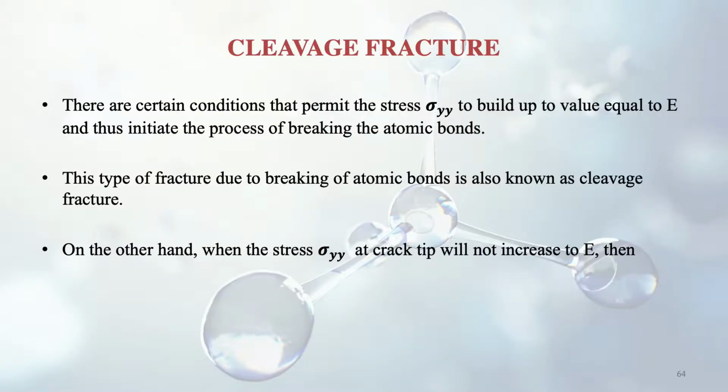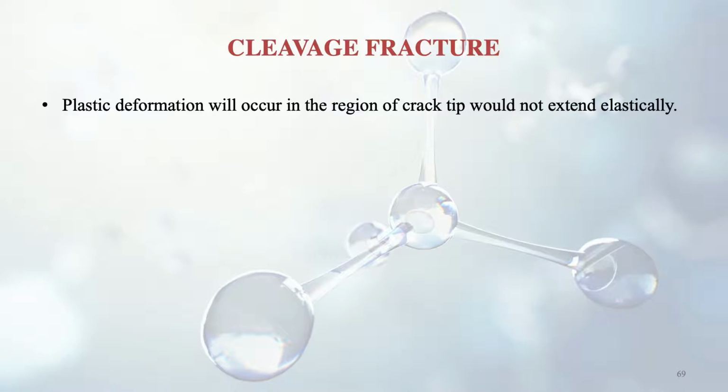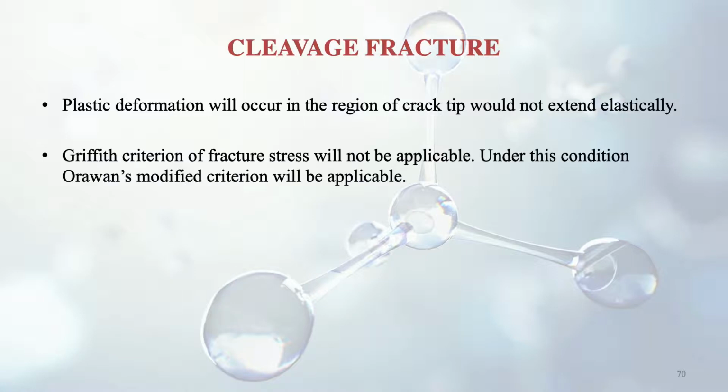Instead of this, if the stress sigma yy at the crack tip does not increase to E, then what can we say? We can say that the material is inherently tougher and the temperature is high, and the crack has been stopped before this atomic bond breakage, and there is no cleavage fracture. Plastic deformation will occur in the region of the crack tip, and that would not extend elastically. Griffith criteria of fracture stress will not be applicable in such a case. Under this condition, Orowan's modified criteria will be applicable. When will this be applicable? Whenever sigma yy is not reaching up to the value E.